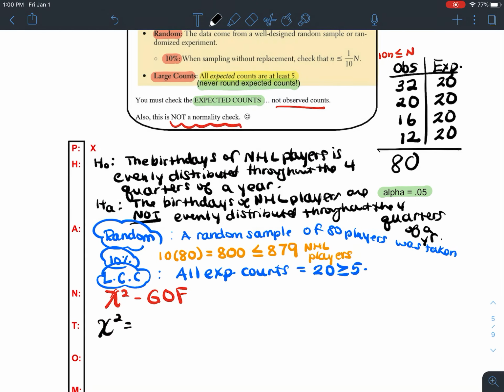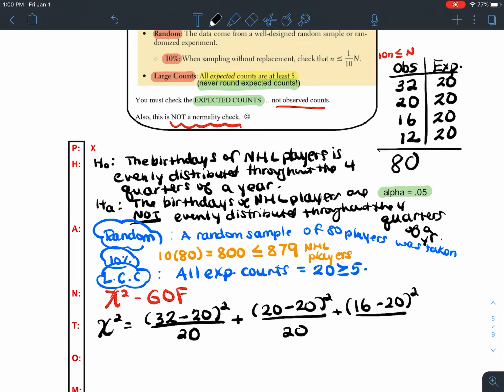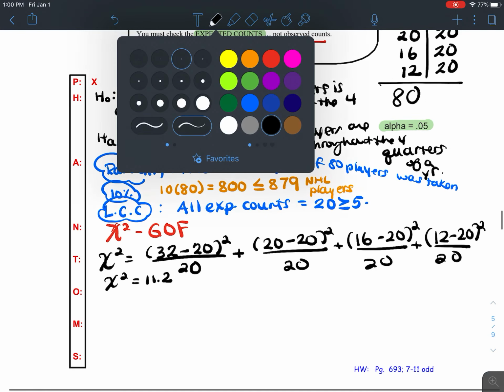And then we're going to go ahead and proceed, and we're going to calculate what the value of the chi-squared test statistic is. Okay, so we're going to do observed minus expected squared over expected. We're going to do this for all 4 of the quarters. Observed minus expected squared over expected. Okay, when we do that, we get a chi-squared test statistic of 11.2.